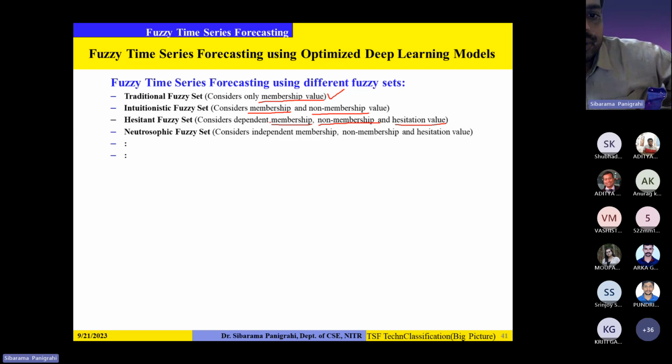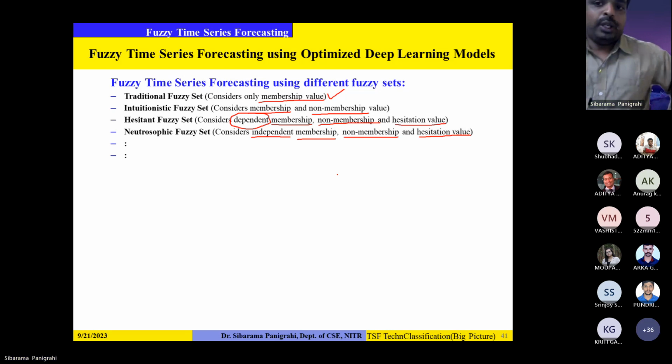And here the important thing is, the membership, non-membership, and hesitation are dependent values. Dependent means the sum of membership, non-membership, and hesitation should be equal to 1. Whereas in the case of a neutrosophic fuzzy set, they are independent. Thus, membership may be between 0 to 1, the non-membership may be between 0 to 1, and the hesitation also may be between 0 to 1.